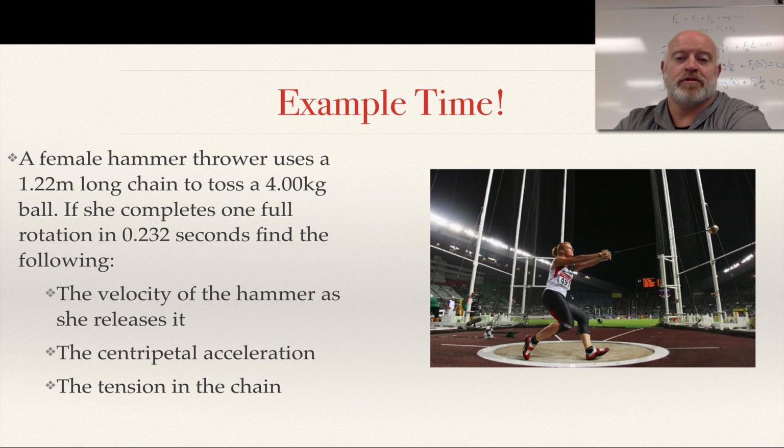Now, let's do a little practice on it, all right? A female hammer thrower uses a 1.22 meter chain to toss a 4 kilogram ball. If she completes one full rotation in 0.232 seconds, let's find the following. Okay? Velocity of the hammer when she releases it, centripetal acceleration, and then tension on the chain. So tension would be that centripetal force now.